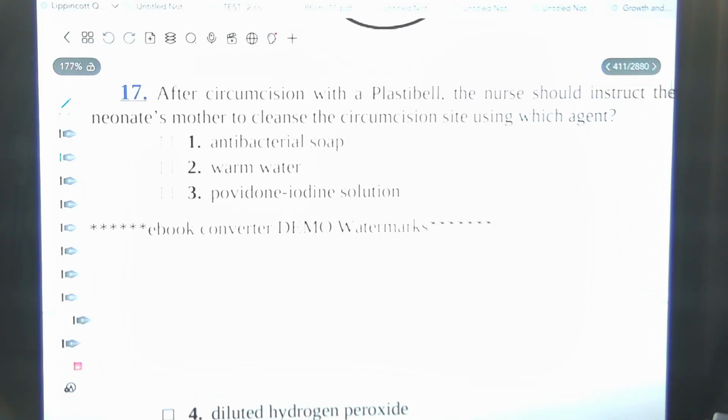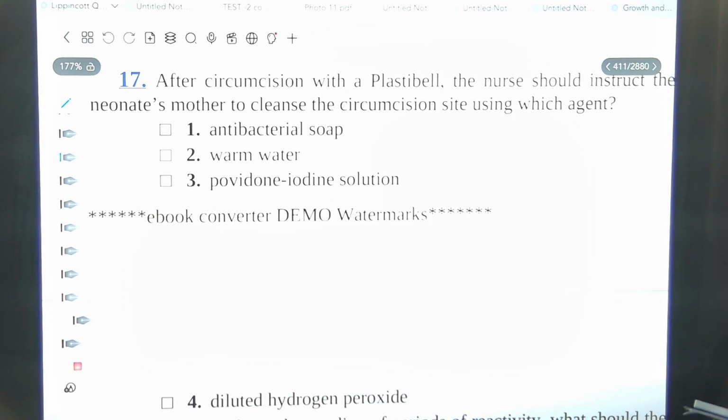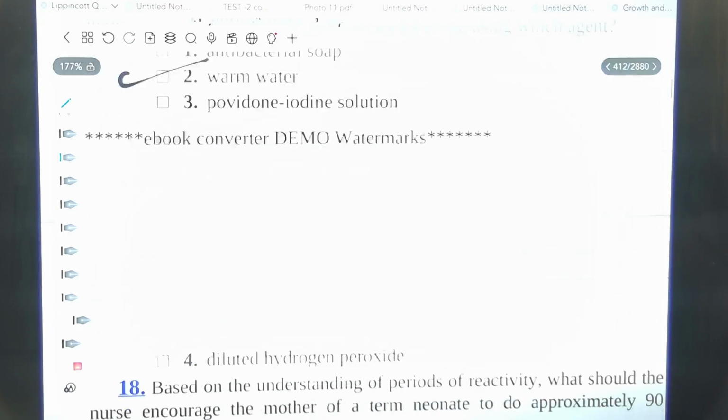After circumcision with a plastic bell, the nurse should instruct the neonate's mother to cleanse the circumcision site using which agents? So you have four agents, choose the right option. What can be the correct one? So we should cleanse with warm water.